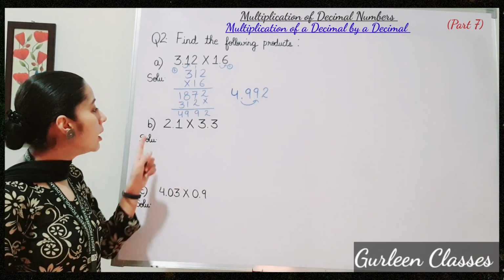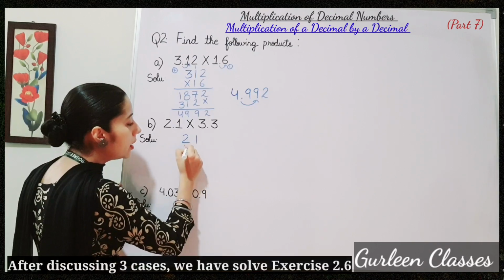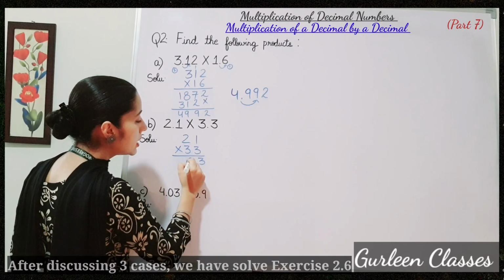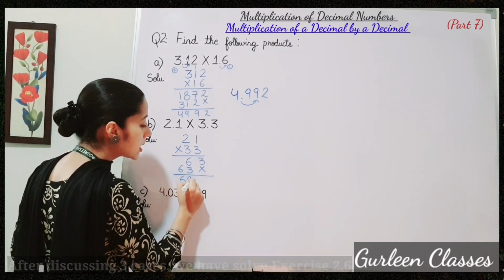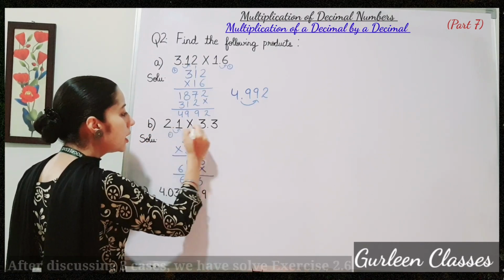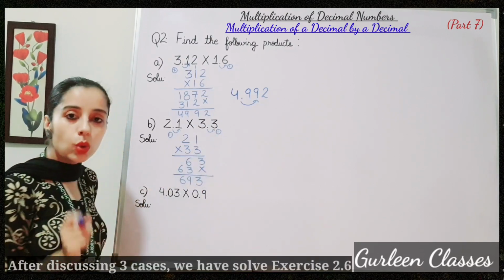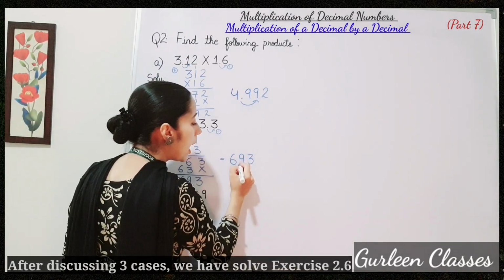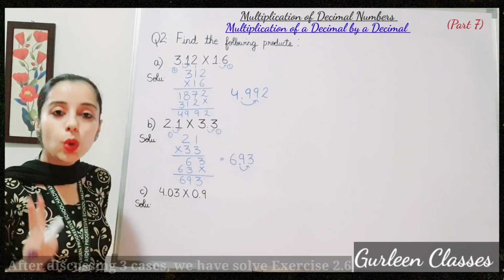Now B: 2.1 into 3.3. Ignore the decimal point. 21 into 33. 3 1s are 3, 3 2s are 6. 3 1s are 3, 3 2s are 6. Answer is 693. Here after the decimal point we have one digit and here after the decimal point we have one digit. 1 plus 1, 2. So now what will we write? 693, and you will place a decimal point here. After the decimal point there should be only two digits.